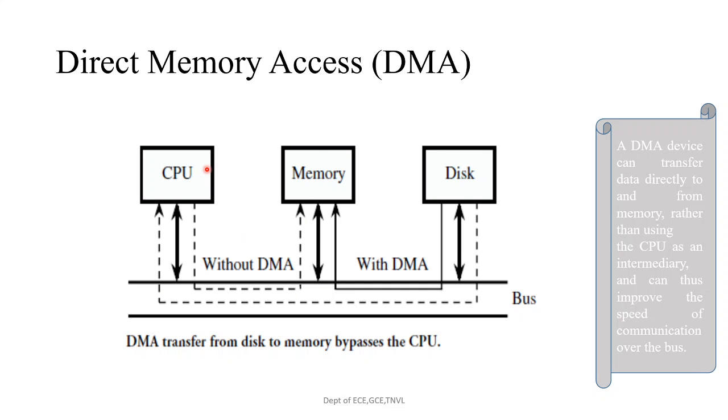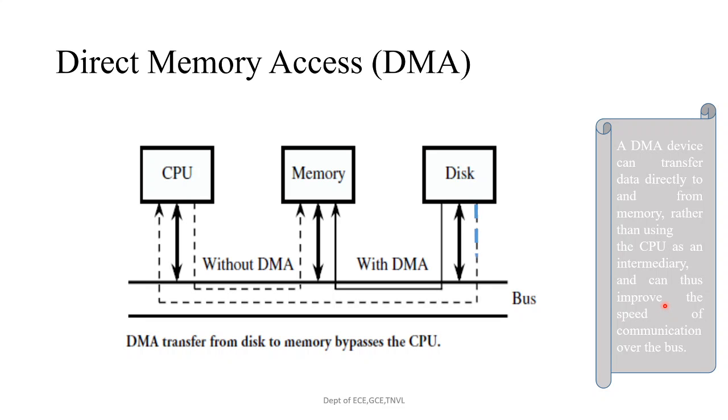So this is about the third communication methodology, that is direct memory access. What is the advantage of this direct memory access? Because each and every time we need to disturb the CPU for this data transfer. The advantage of direct memory access is that we are in no need of the CPU. The data can be directly transferred between the disk and the memory without the help of the CPU. Let us see how. A DMA device can transfer data directly to and from memory rather than using the CPU as an intermediary, and can thus improve the speed of communication over the bus.